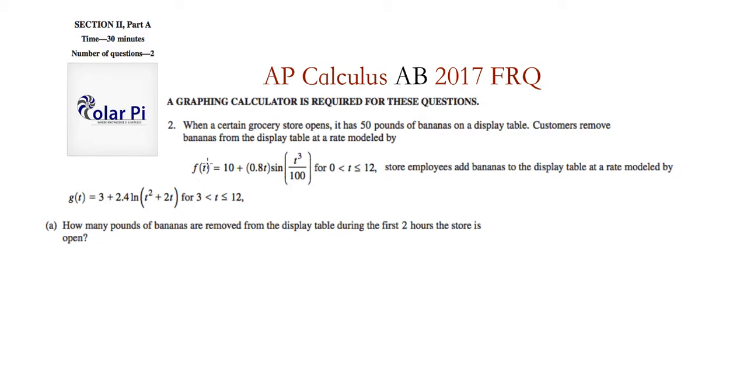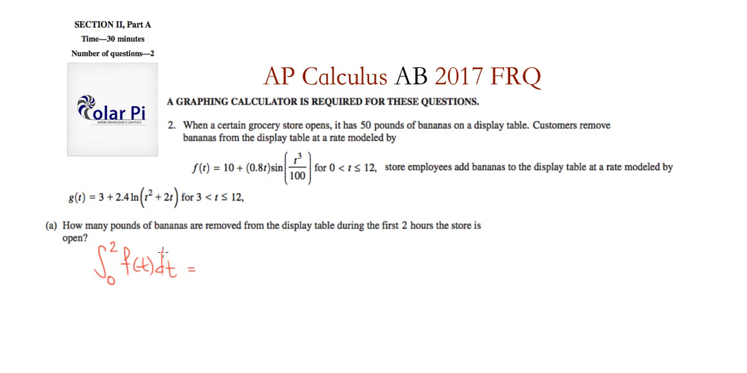And also, we know in summary that F subtracts, G adds, right? And F is the rate at which bananas are being removed. So in part A, it says how many pounds of bananas are removed in the first 2 hours that this store is open. Since F measures the rate at which bananas are being removed, all we have to do is integrate from 0 to 2 the function f of t dt, and this we do using our TI-89 calculator.